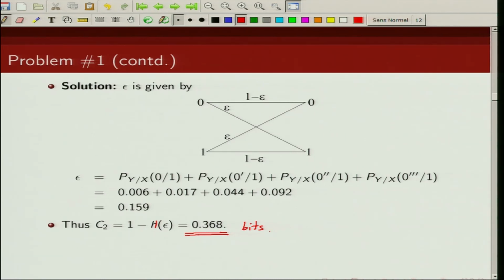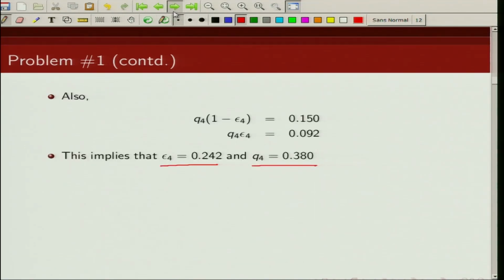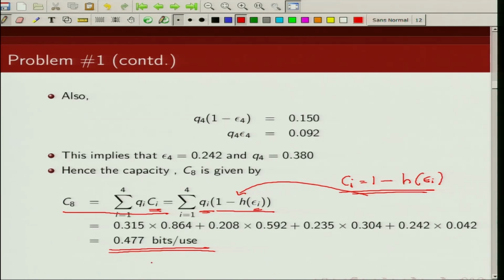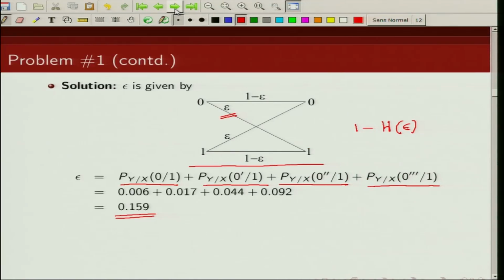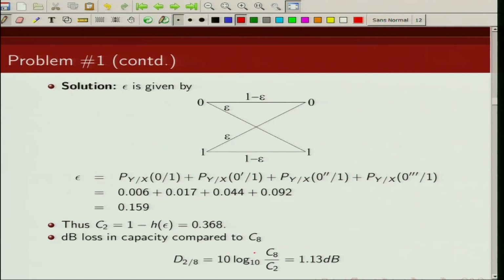Now if you compare this capacity to the capacity that we computed for the original channel, the capacity was 0.477 bits per use, whereas the capacity of this channel is 0.368. So as you can expect, if we are doing a hard demodulation of the output, we are losing information, so our channel capacity decreases. The loss in capacity compared to the previous case is around 1.13 dB. This is 10 log of 0.477 divided by 0.368, that's 1.13 dB.